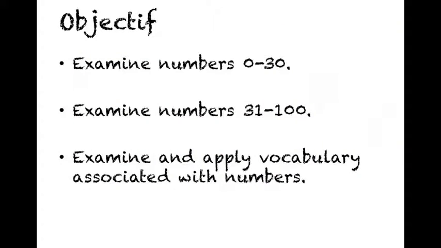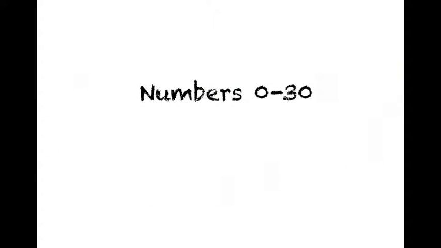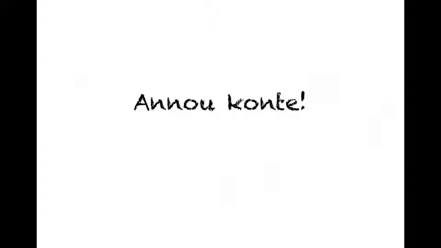So we have 3 objectives, and the first 2 objectives can be combined into one. Ultimately, what we'll be doing is counting from 0 all the way to 100. And then finally, we'll be examining and applying vocabulary associated with the numbers that we've just learned. So the way I've decided to do this is to break it up into 2 groups. First, we'll be counting from 0 to 30, and then we'll be counting from 31 through 100. I figured it'd be easier for you guys rather than sitting here and droning through the numbers from 0 all the way to 100. So I think I've talked enough. Let's go ahead and start counting.